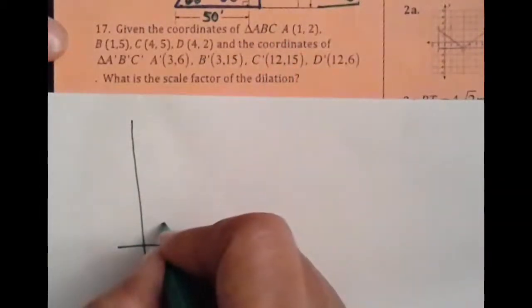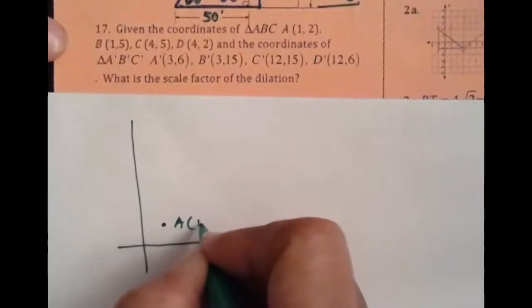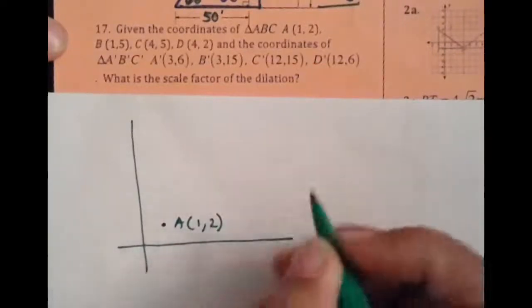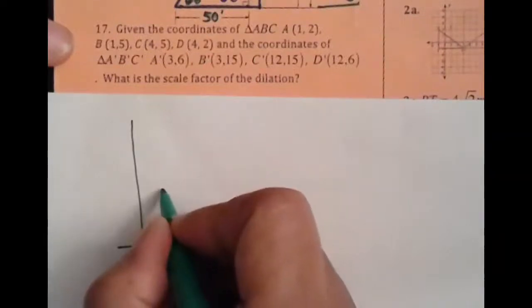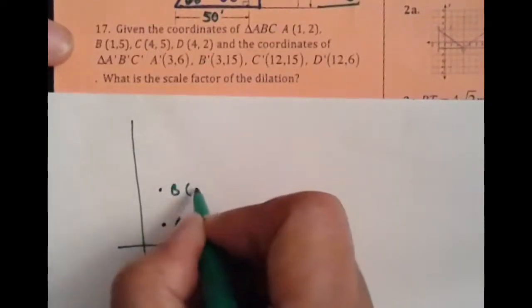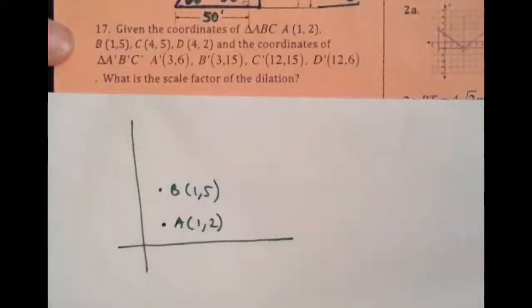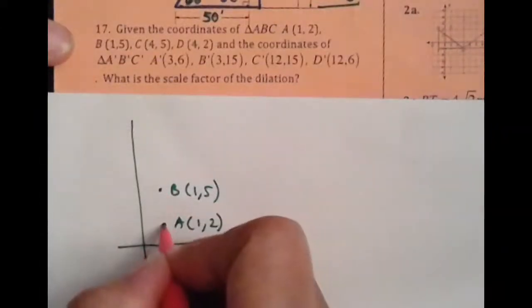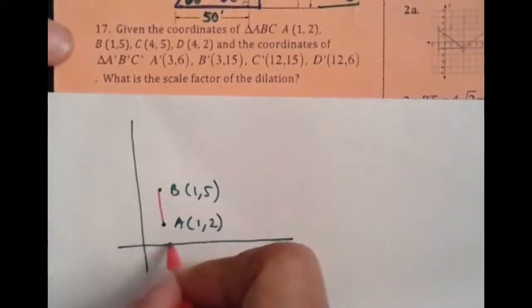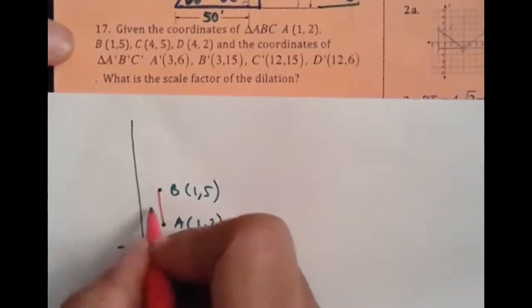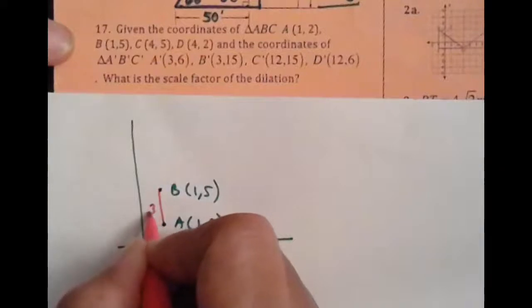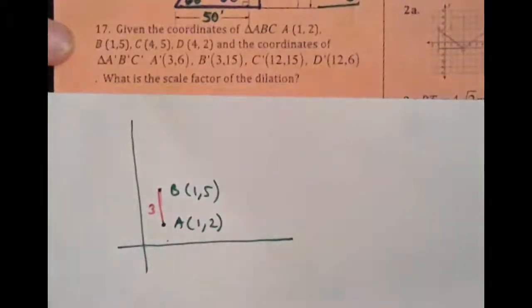So this point right here for A is (1, 2), and I just need one other point for this. Let's use B. So B is (1, 5). So there's B. I'm just going to compare the length. Now they both went over 1, but one started from 2 and went up to 5. So 5 minus 2 is 3. This is a length of 3. All right, let's go ahead and do the other coordinates.